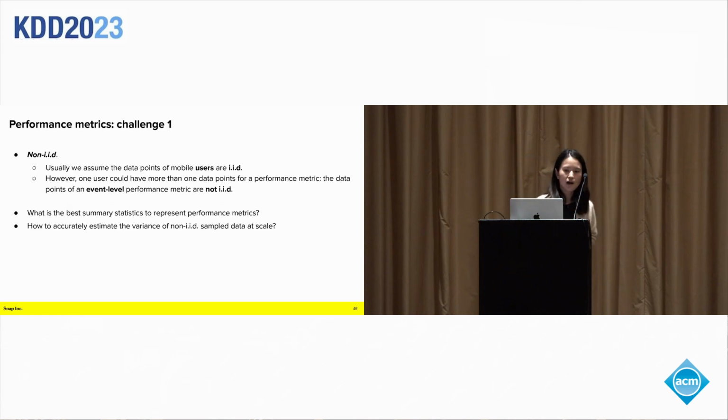This causes a problem. The first problem is called non-IID. Usually we assume that the data points of mobile users are IID. But since one user could have more than one data point, for a performance metric the data points are not IID anymore. So the questions are: what is the best summary statistic to represent the performance metrics, and how do we accurately estimate the variance of non-IID sample data points at scale in this case?